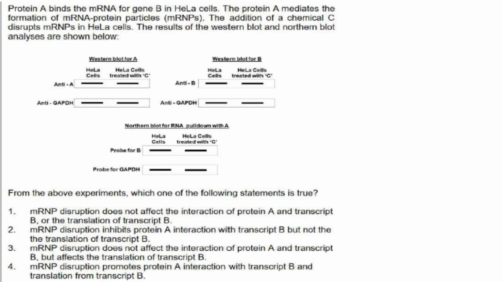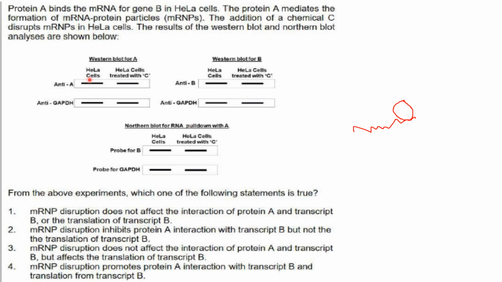Then next one. Protein A binds to the mRNA for gene B in HeLa cells. So protein A binds to an mRNA. Now this is the mRNA, and protein A binds there. Protein A mediates the formation of mRNA protein particles, mRNPs. So this is mRNP. The addition of a chemical C disrupts mRNPs in HeLa cells. The results of the Western blot and Northern blot analysis are shown below.